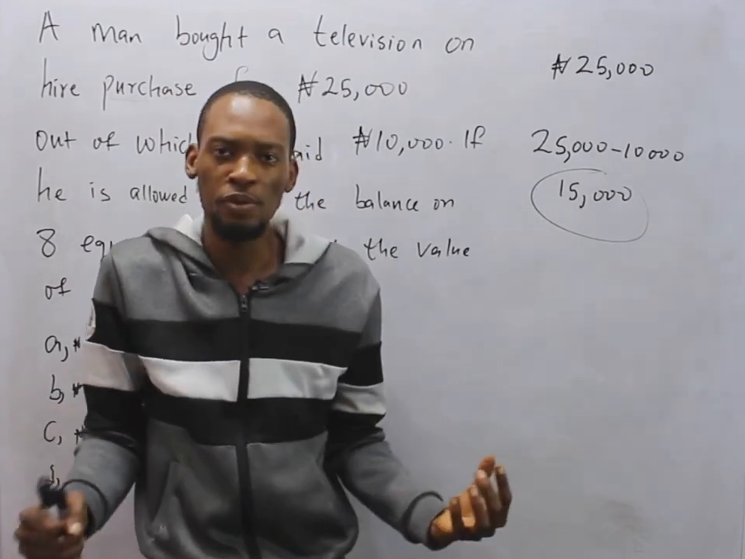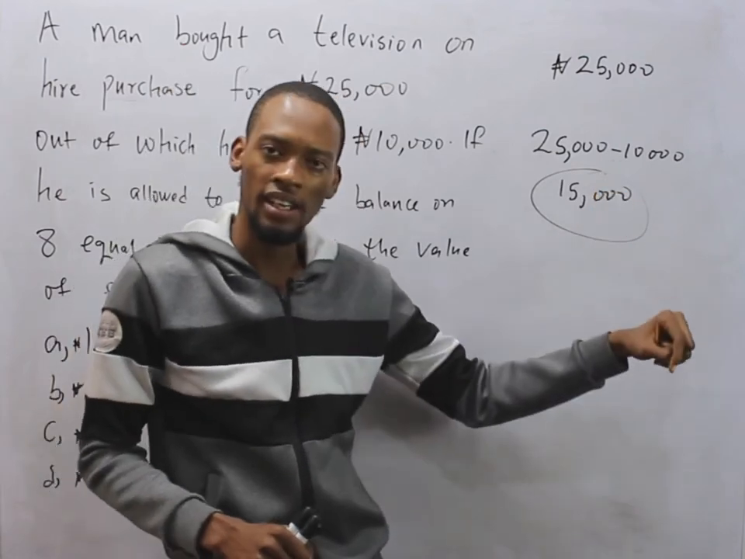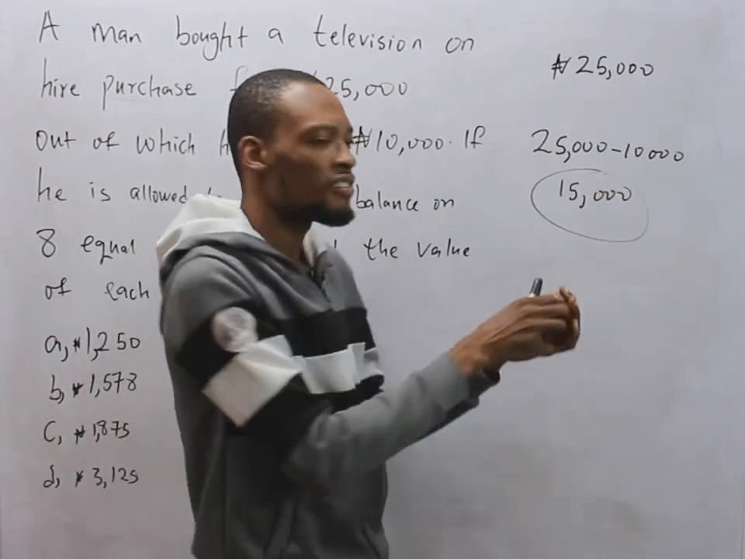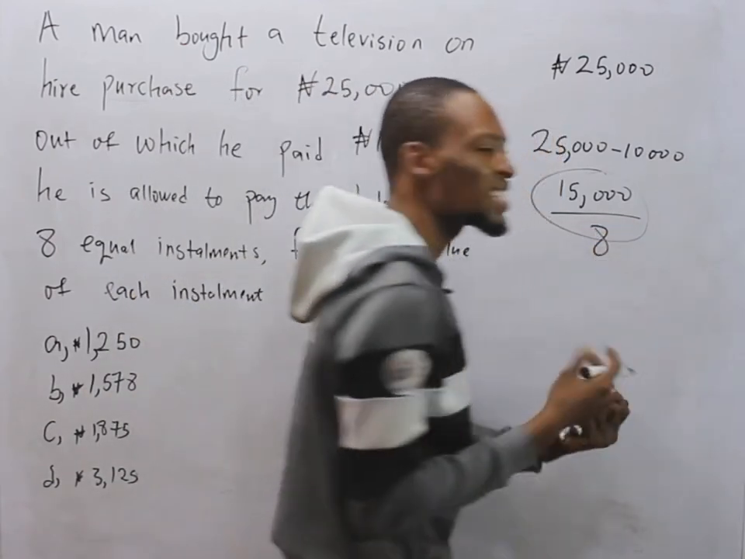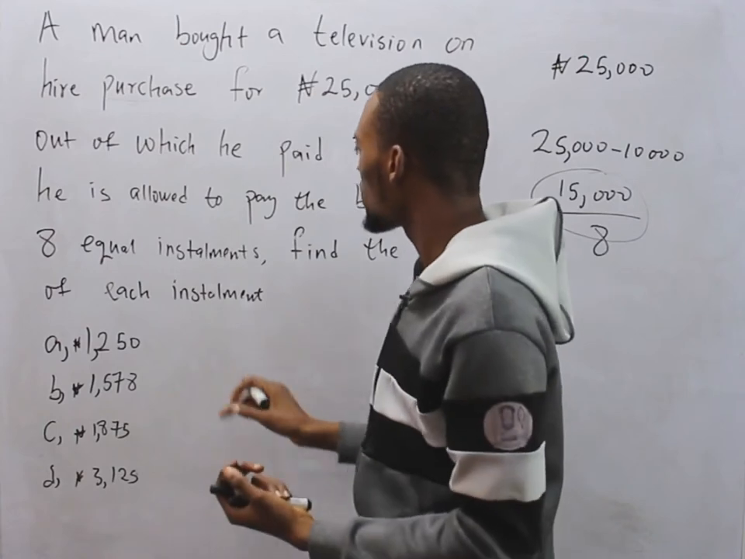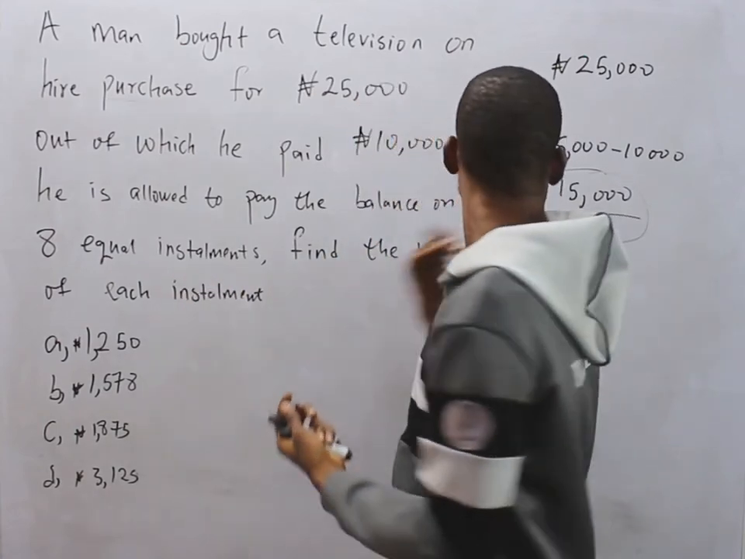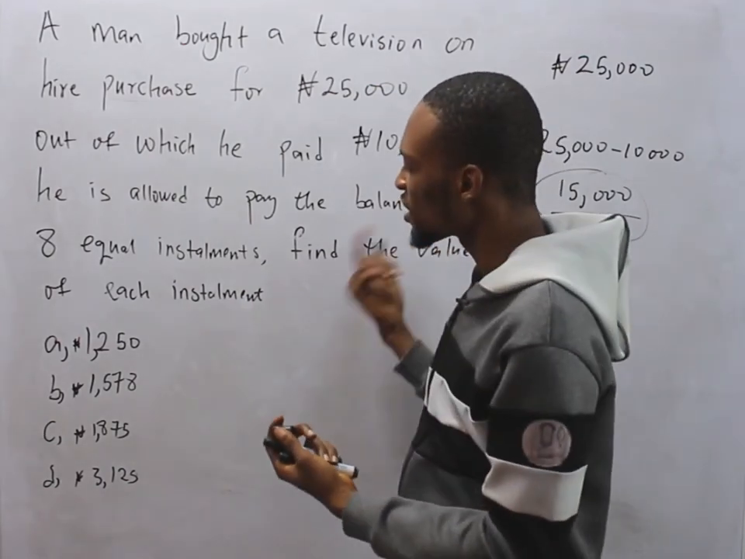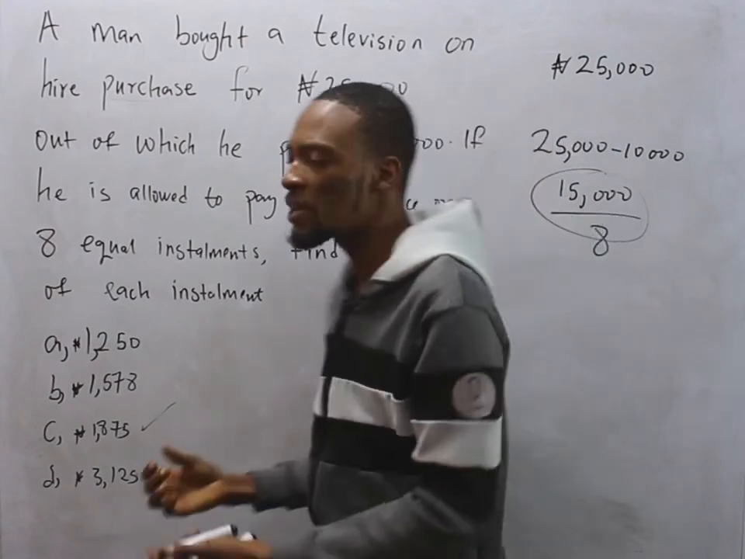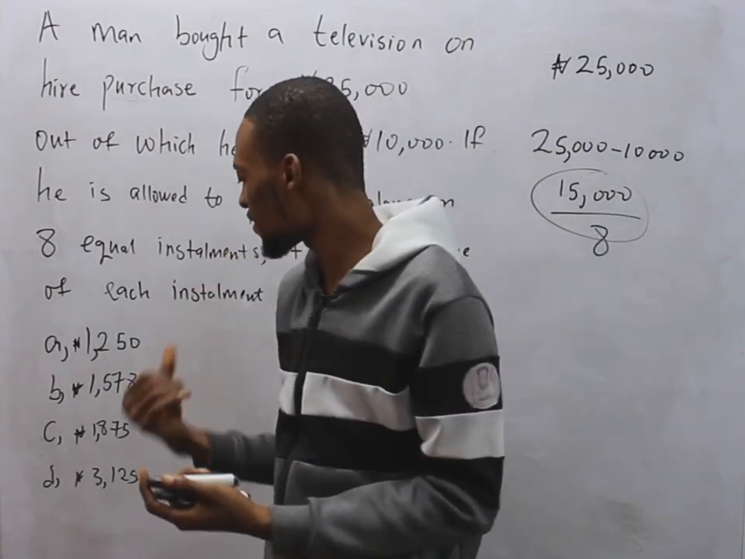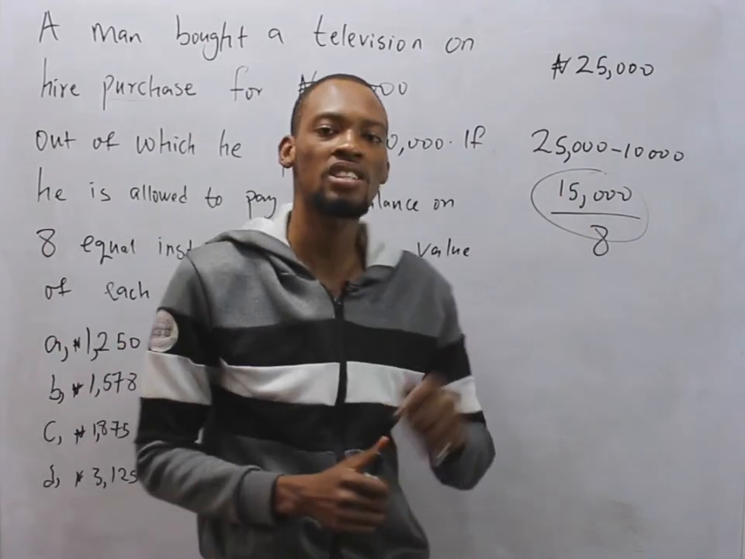This is pretty simple. If out of 25,000 naira, he already paid 10,000 naira, meaning there is 15,000 naira remaining, we simply divide this 15,000 naira by 8. This is the installment he will pay. So these are the 8 equal installments. 15,000 naira divided by 8 will give you 1,875. So this man will pay 1,875 naira 8 times to make up this 15,000 naira.